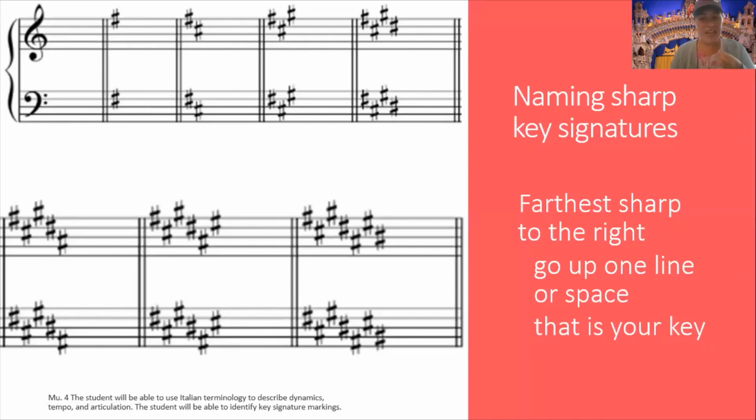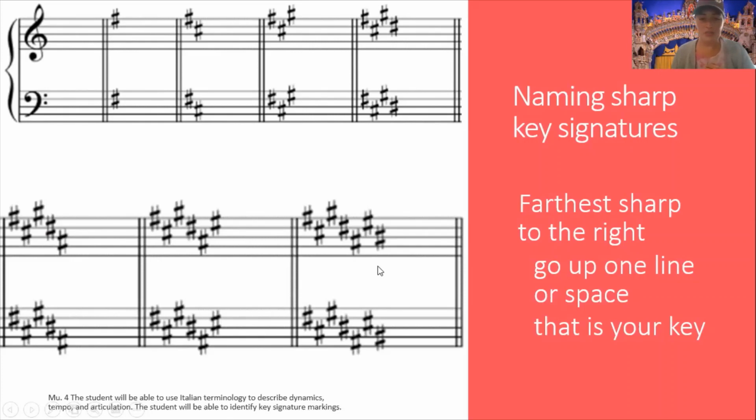So when you're naming sharp key signatures, I mean, you're giving it a letter name, you're spelling those key signatures. You're going to find the farthest sharp in the key signature, and you're going to go up 1 line or space. The letter name that corresponds to that line or space, that's the key you're in. So this one right here, there's 1 sharp. So that is the farthest sharp to the right. You're going to go up a line or space. This is on a line, you're going to go up to that space. So F is the line, the next letter in the alphabet is G. So this is the key of G.